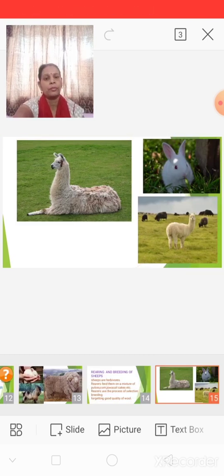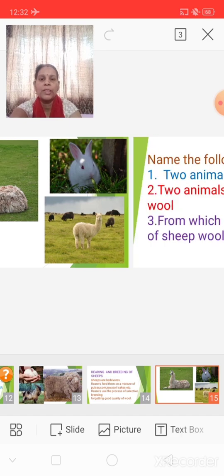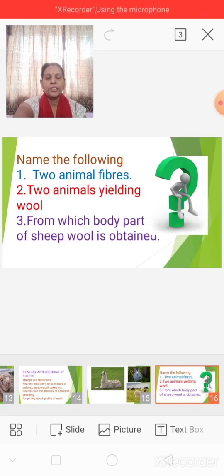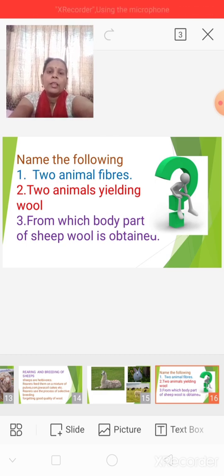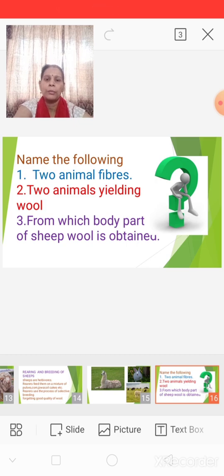Here you can see the picture of llama, alpaca and the rabbits once again. Now the next question session that comes up is name the following. Here you have two animal fibers. First, two animal fibers: yes, your wool and your silk. Those are the two animal fibers. The second question is two animals yielding wool. So many animals are there. We have the yak, we have the goat, we have sheep, we have llama, we have alpaca. So any of the two animals. Third one, from which body part of the sheep is the wool obtained? So as you know, it's the hairs.